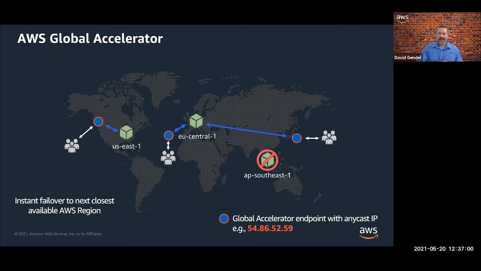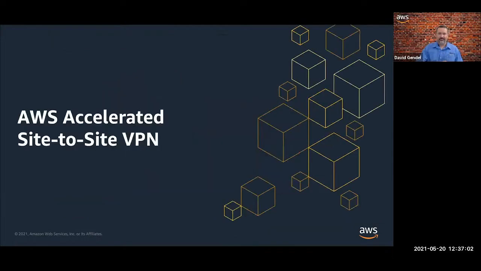Now, related to this, let's talk about accelerated site-to-site VPN. I'm sure everybody here has heard of AWS Site-to-Site VPN. It's been around for a long time, but there is actually a way to turn on acceleration. And again, for those of us here in Florida, this can become really important.